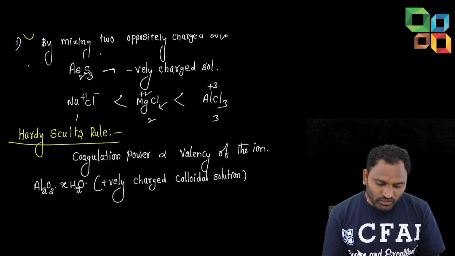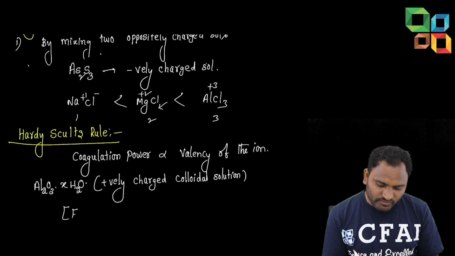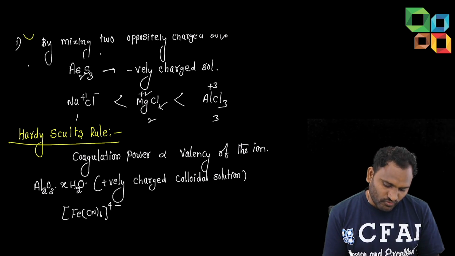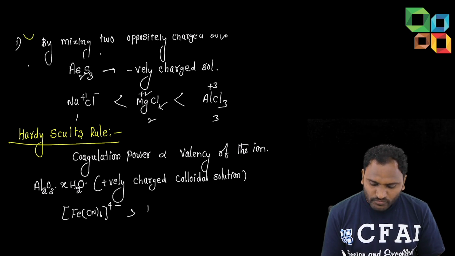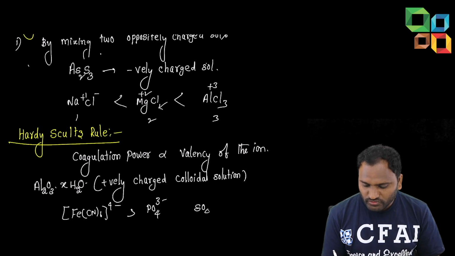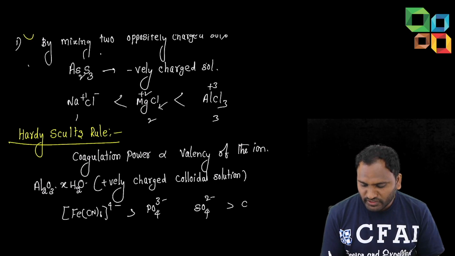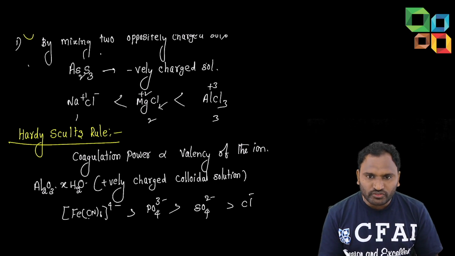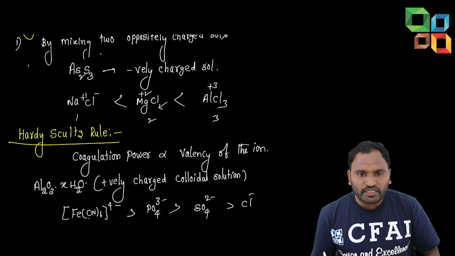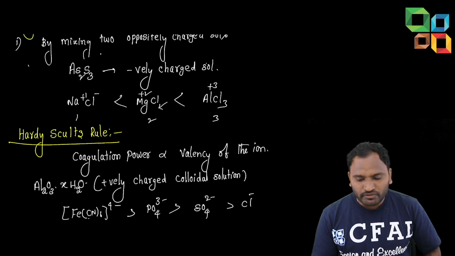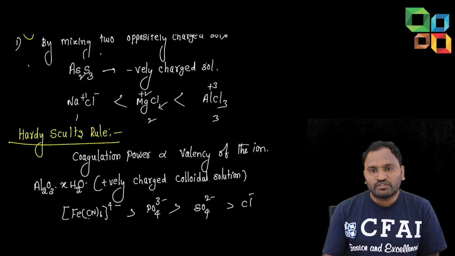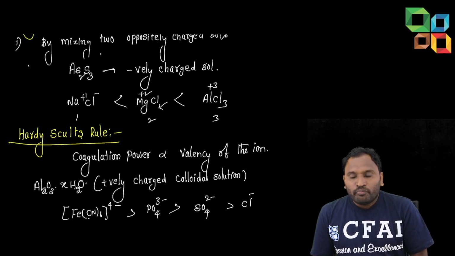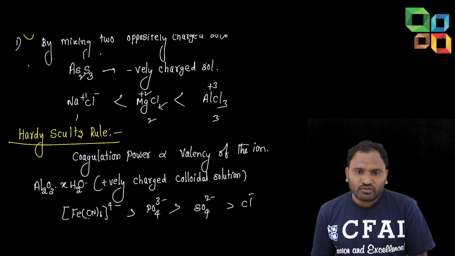So if they give an order like this: [Fe(CN)6] 4 minus, PO4 3 minus, SO4 2 minus, and Cl minus. See students, here the magnitude of negative charge increases, so coagulating power increases. This is only the Hardy-Schulze rule. So this is about charge on colloidal solutions.